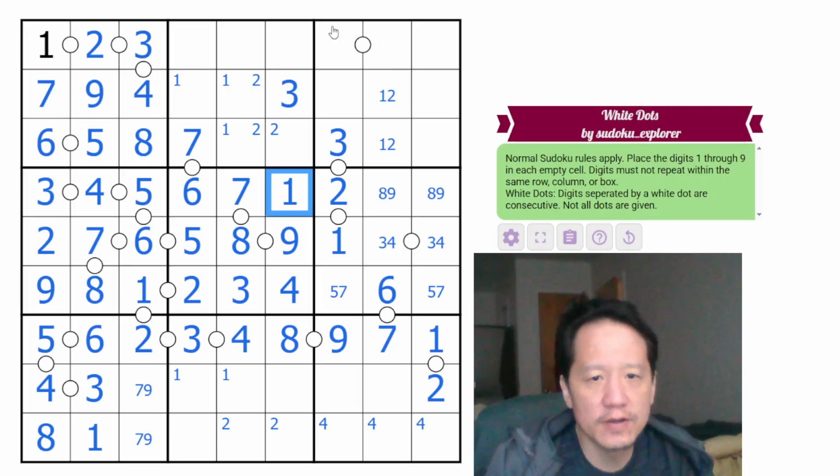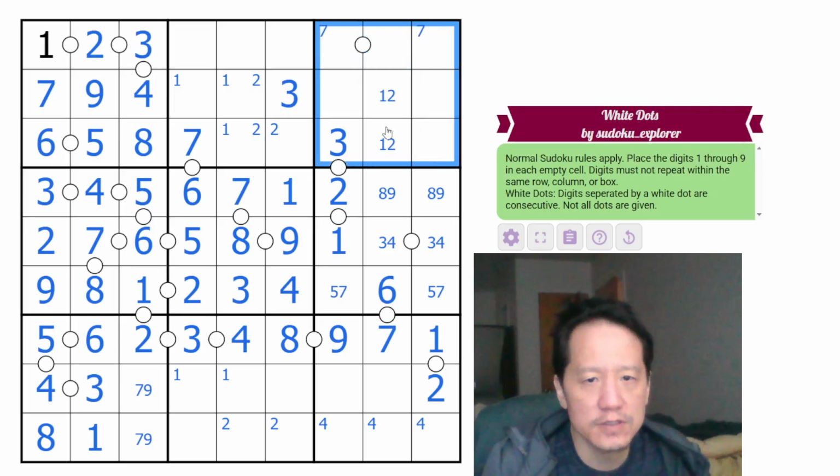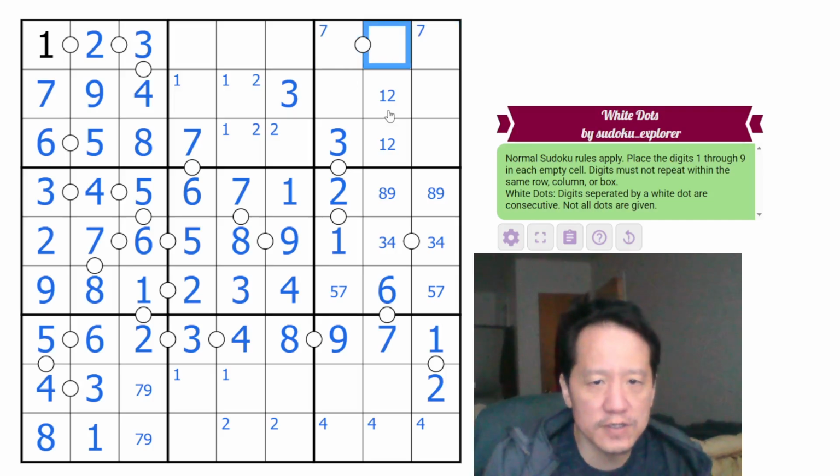The 7 has to be one of these two cells in this box, because it cannot be here, and it cannot be here, and it can't be here. So 7 could be here. If 7's here, this has to be 8, which is possible.